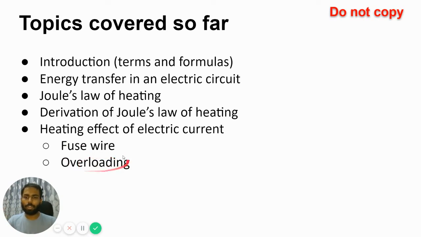Second was overloading. What is overloading? Basically, overloading is about the fuse wire for a transformer. Whatever electricity is coming from the transmission lines cannot be directly sent to our homes, because its voltage needs to be adjusted to 220 volts. That adjustment is done by transformers.